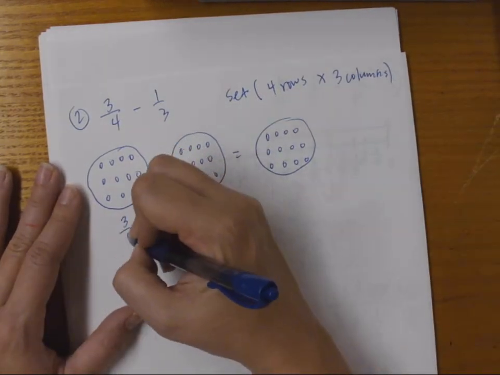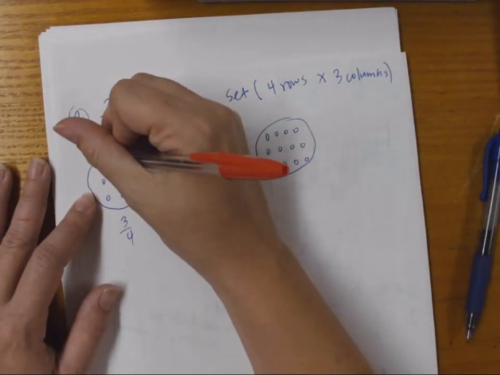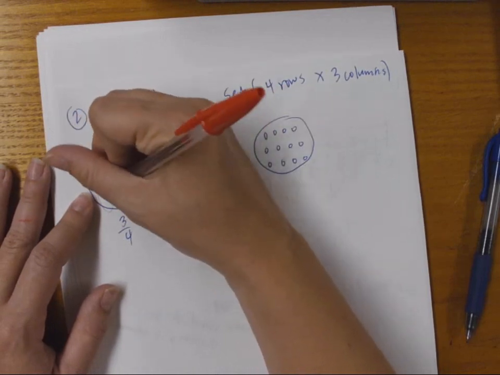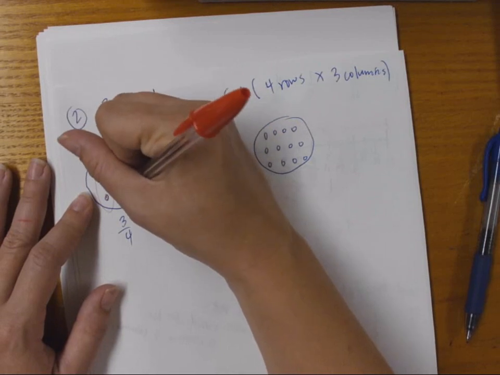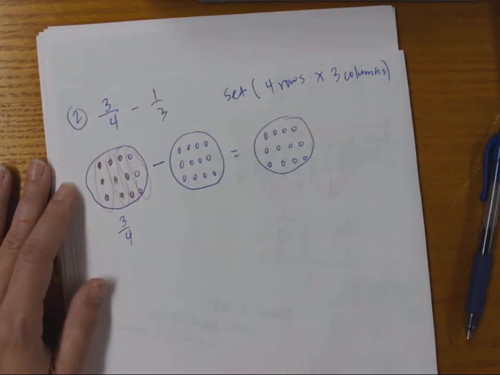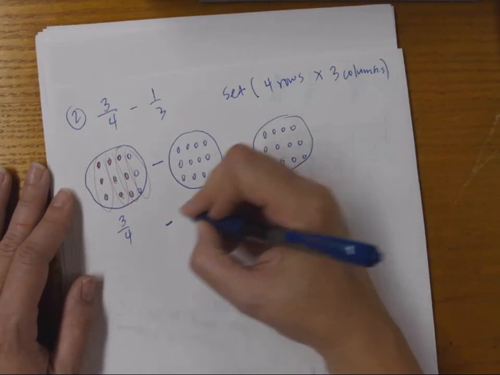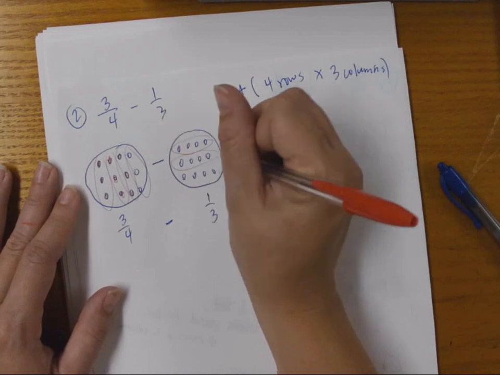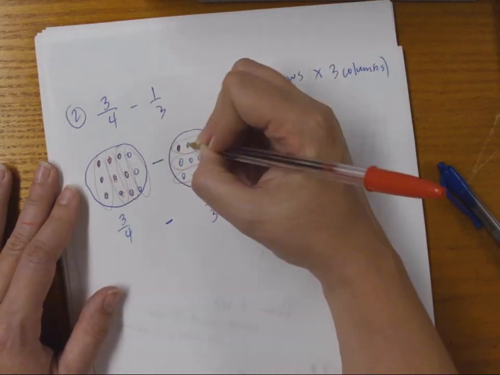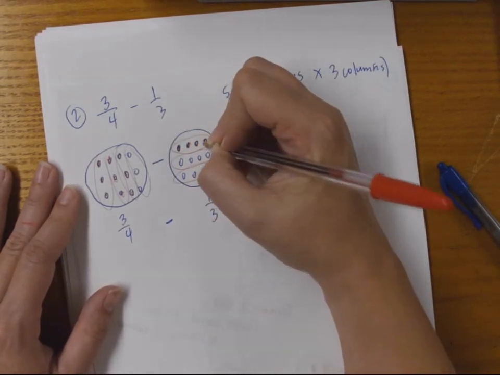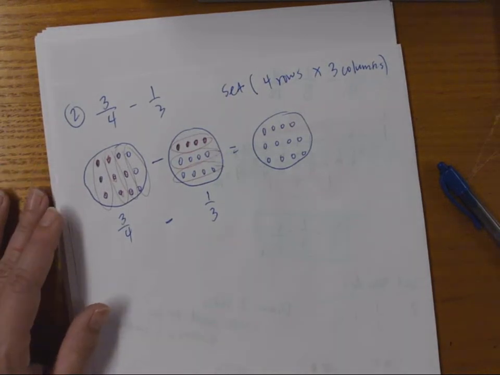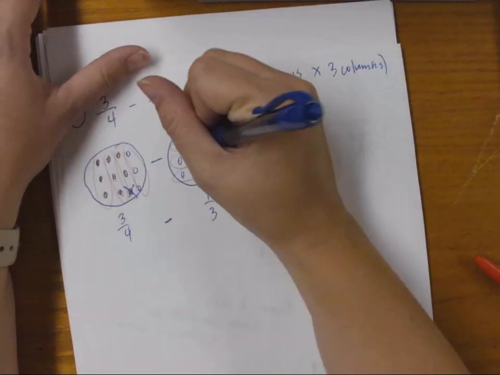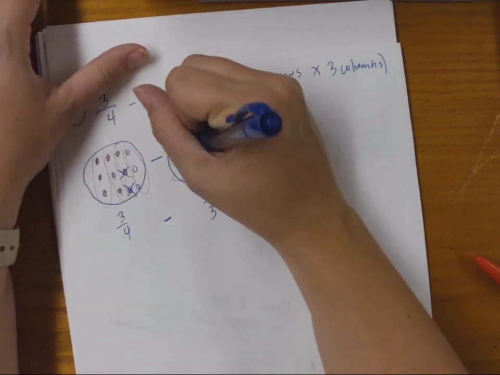If I need to show 3/4, I'm going to split my set into 4 parts: 1, 2, 3, 4. Shade in 3 of those parts. For this one, I want to split my set into 3 parts: 1, 2, 3. I want to shade in one of those parts. 1 and 3 make a whole. Then subtracting, I'm taking away, so I'm marking them off one by one until my second set is empty.